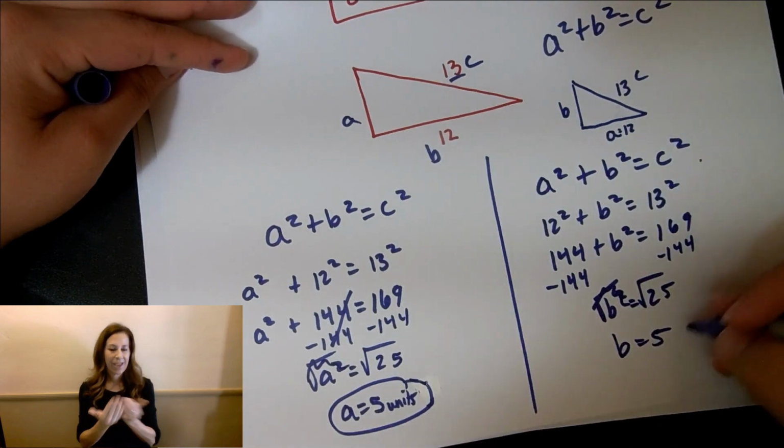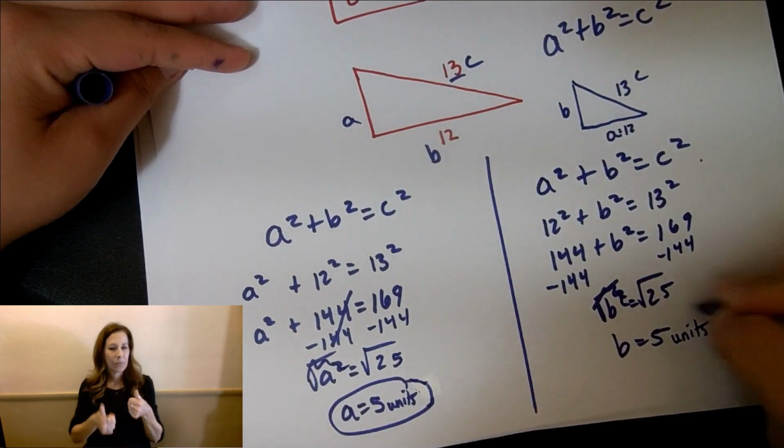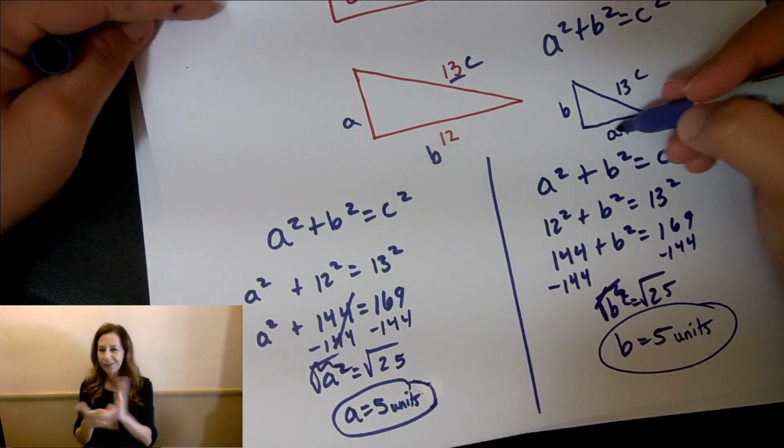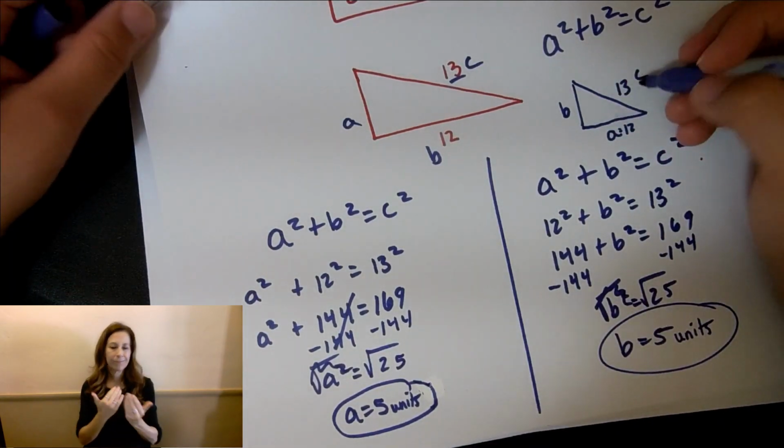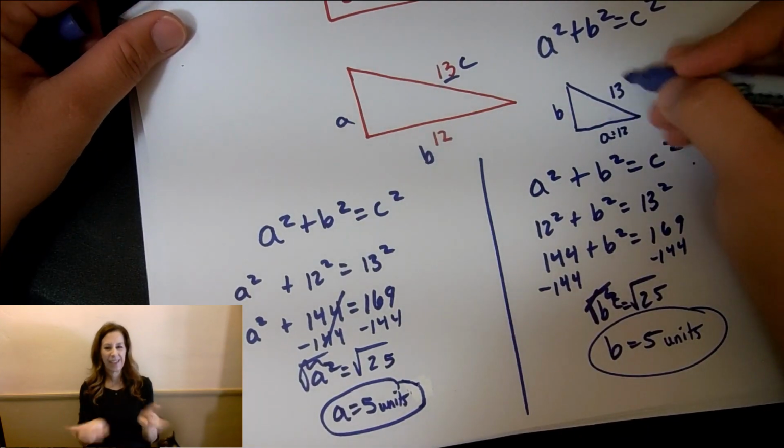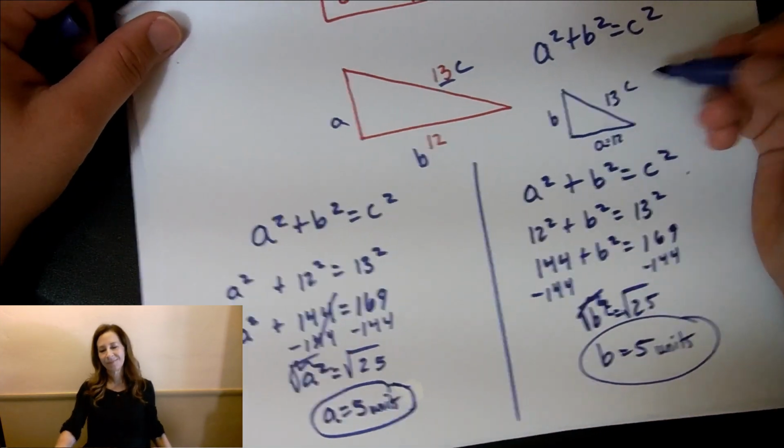So it doesn't matter which way you do it, right? Whichever one you label as A or B, as long as they're the legs, it doesn't matter the order, but this matters. C always has to be the hypotenuse.